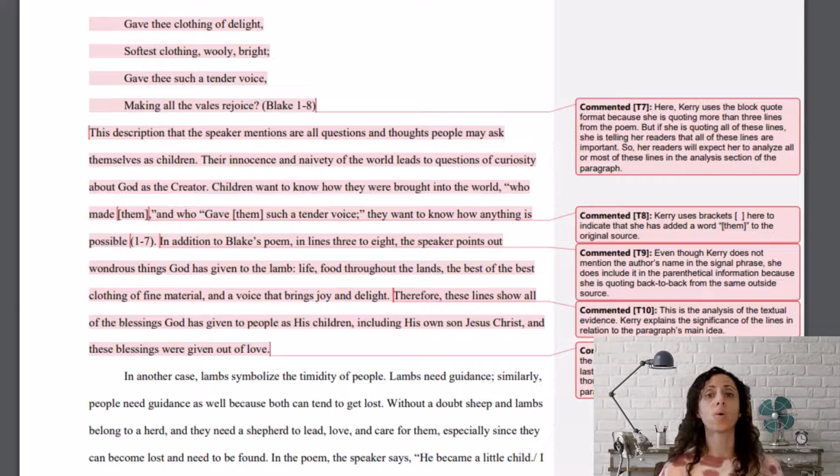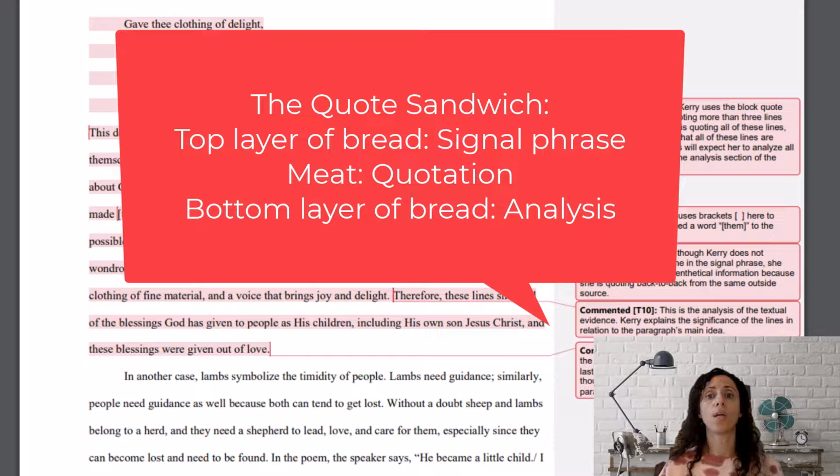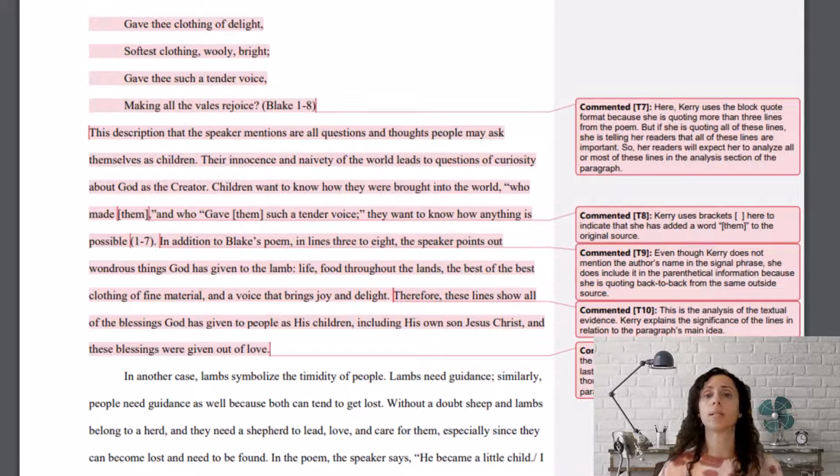The quote sandwich starts with the top layer of bread, which is the signal phrase. Then we have the meat, which is the quotation itself. And then we have the bottom layer of the bread, which is the analysis of the quotation. The analysis is the most important part of the quote sandwich, and it's the most important part of the body paragraph because the analysis tells us, why are you quoting that piece of textual evidence? What's the relevance of it?